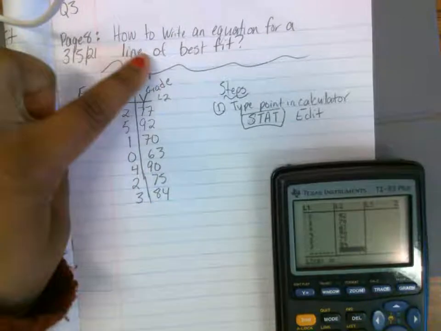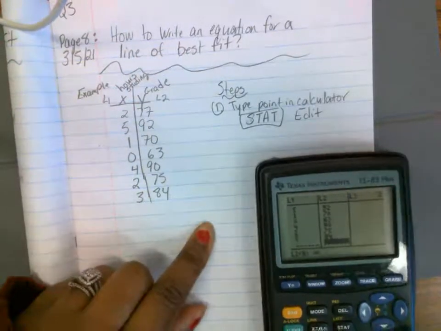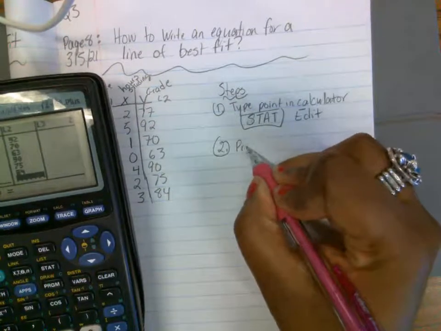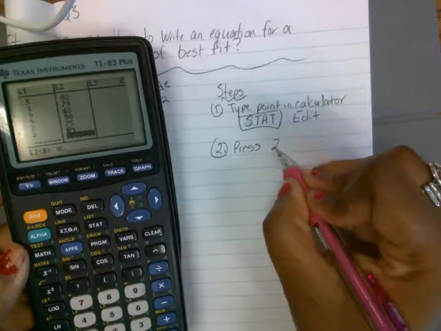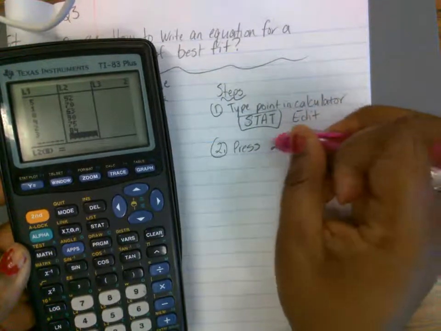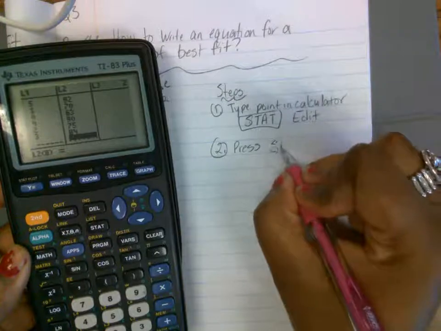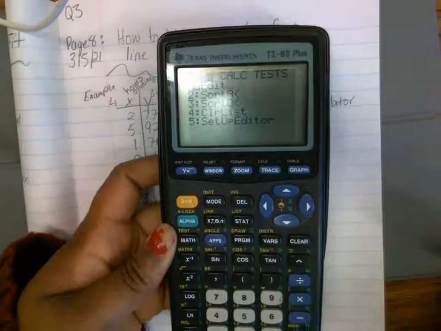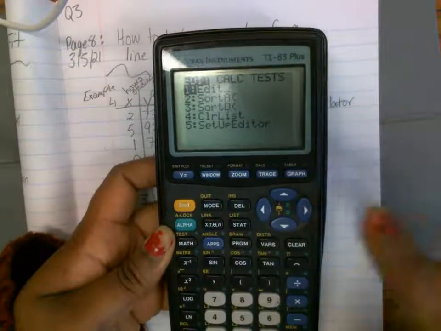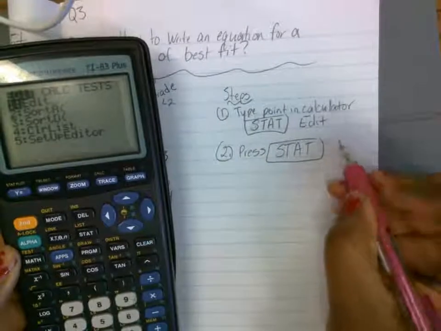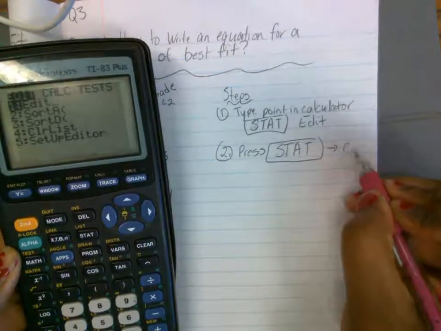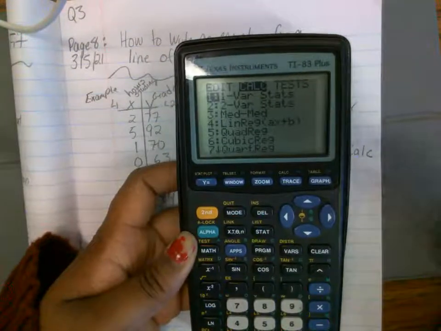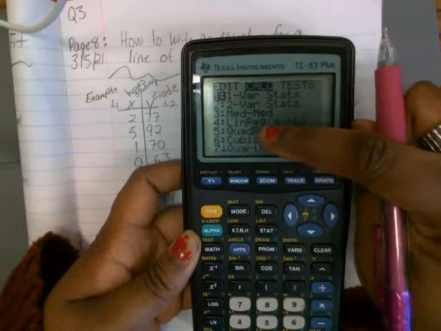So now after you type these numbers in, okay, the next thing that you're going to do is you're going to press the stat button again. I keep pressing right in second for that. I don't know what's going on in my brain. So you're going to press stat, okay? And then you're going to go over to calc. See? So go over to calc. All right. Then you're going to go down to where it says lin reg.